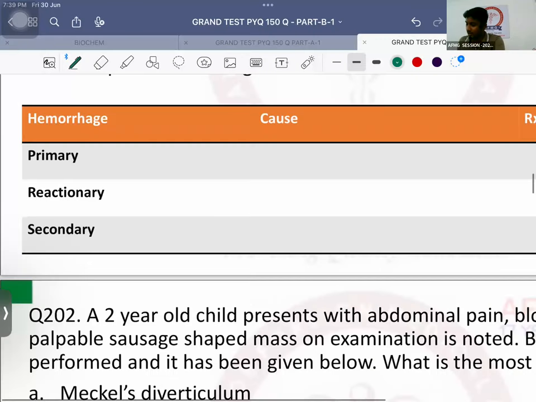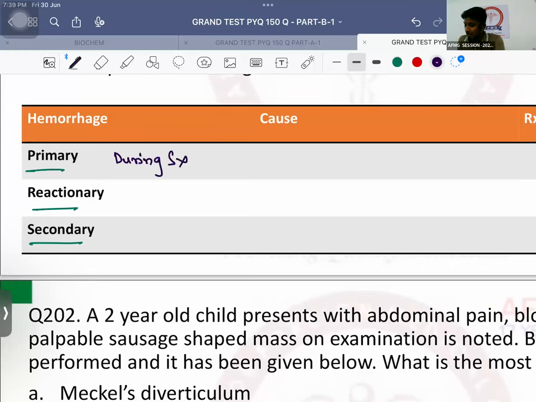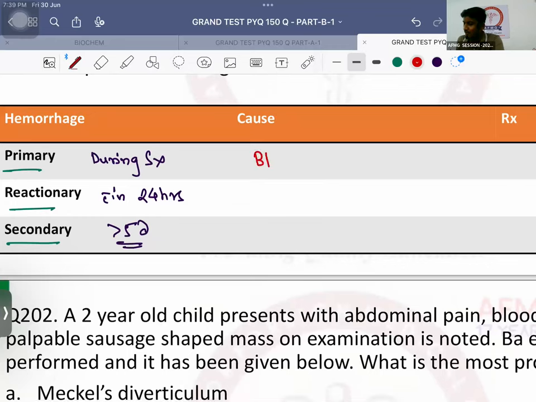About the surgical hemorrhages. They can be primary, reactionary, or secondary. Any bleed during surgery will be called primary hemorrhage. Any bleed within 24 hours of surgery will be called reactionary hemorrhage. Any bleed which is more than 24 hours, or mainly more than 5 days after surgery, is called secondary hemorrhage.